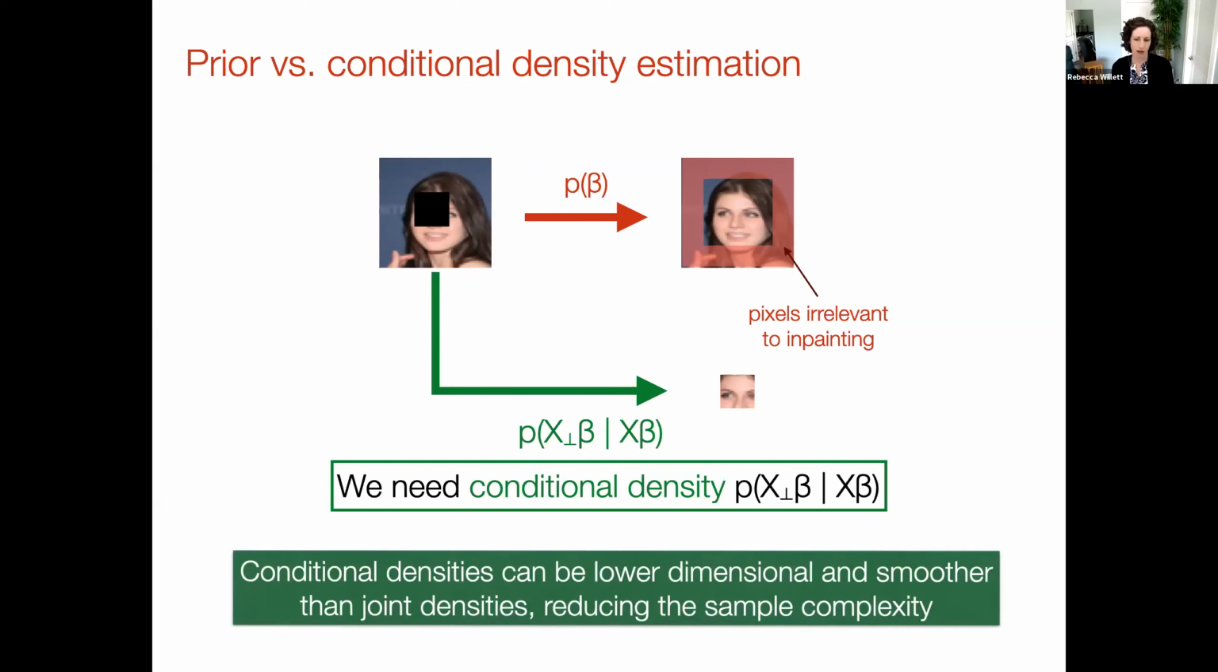Okay, so there's a wealth of literature about conditional density estimation in statistics in particular that has illustrated that there are many cases where the conditional density can be lower dimensional or smoother than joint densities or full densities. And so as a result, if we think about how much data we need to learn a conditional density up to a target level of accuracy, it can be significantly lower than the amount of data that we need to learn the full density to the same level of accuracy.